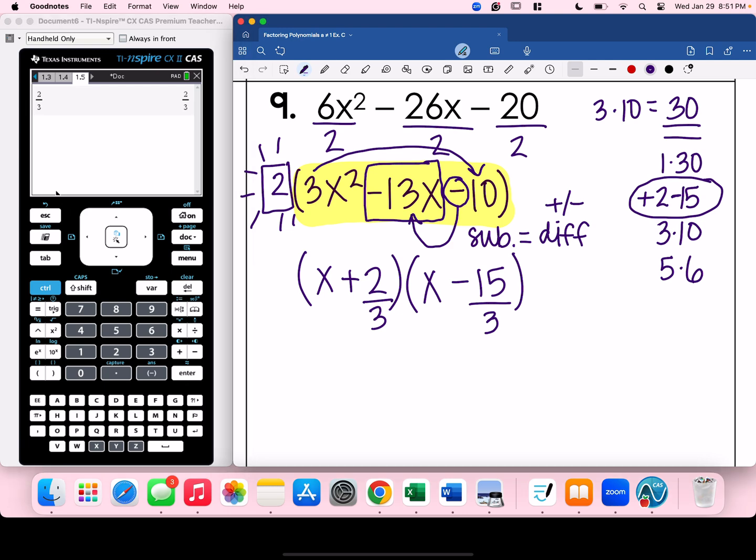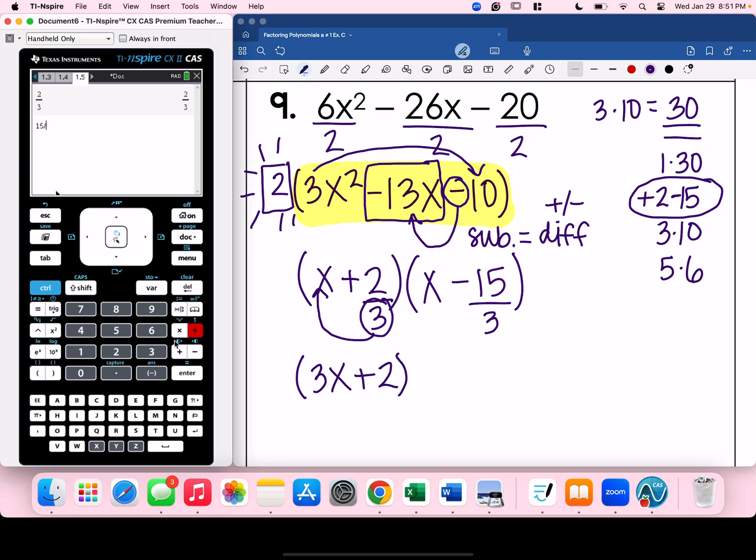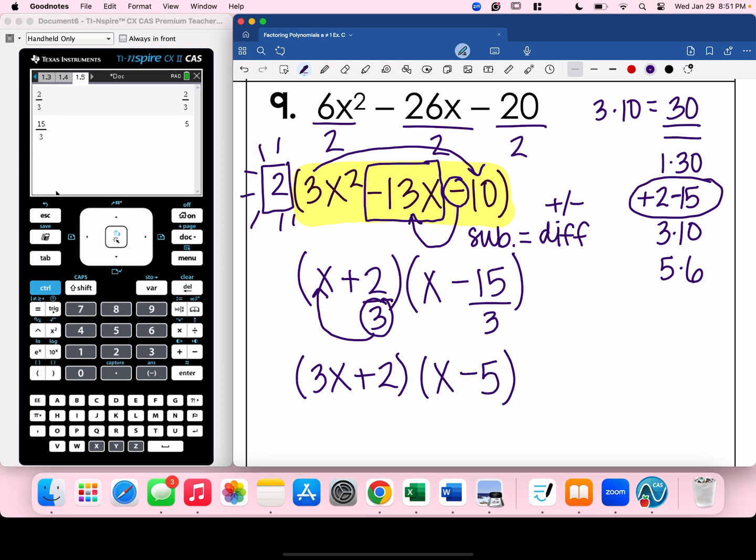So from here, I'm actually going to go ahead and do bottoms up. I'm going to take the bottom of my fraction, bring it up to the front of my binomial to get 3x plus 2 as my first factor. Now looking at my second factor, we have 15 over 3, which gives us 5. So here, this is x minus 5. Now your last step, don't forget, is to drop down your GCF. And that is my final answer.